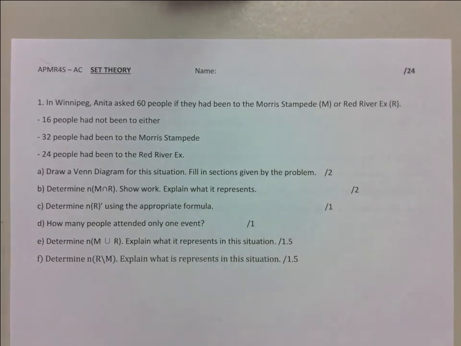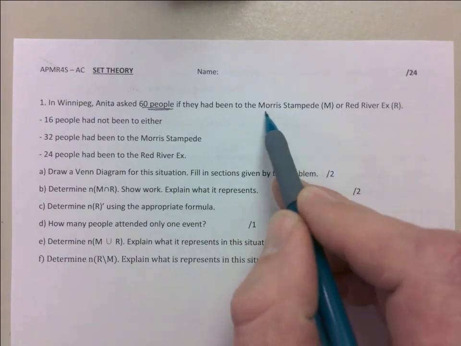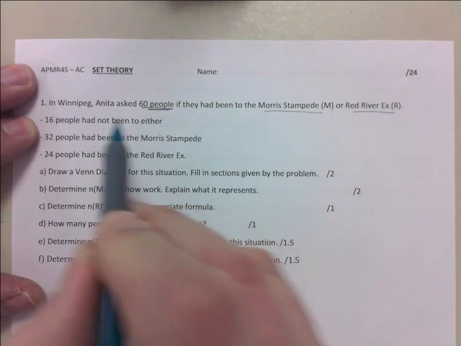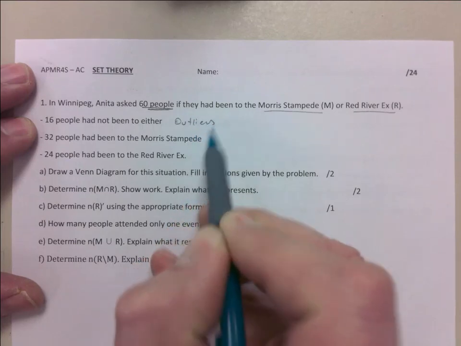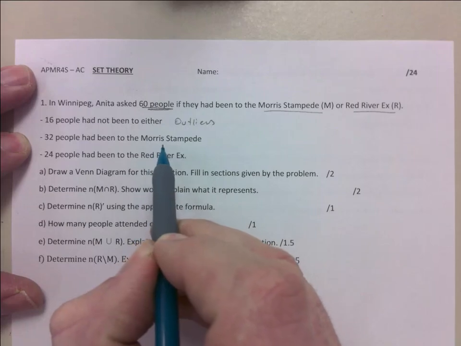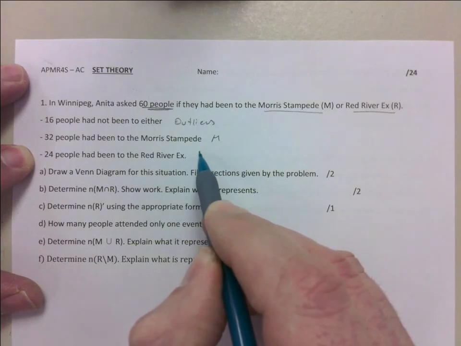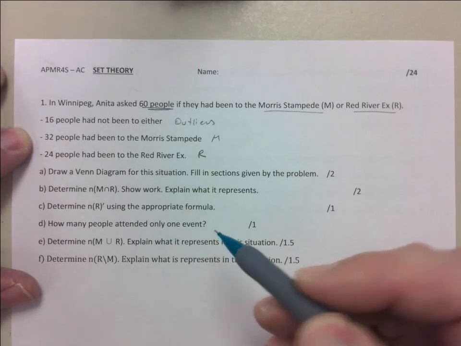For this, I have the key in front of me, but I'm going to assume that we're just reading it for the first time. So 60 people were asked whether they went to Morris Stampede or Red River X. 16 had not been to either. Those are outliers. 32 had been to Morris Stampede, so M. 24 had been to Red River X, so that's R. Okay, so you've got all that figured out.